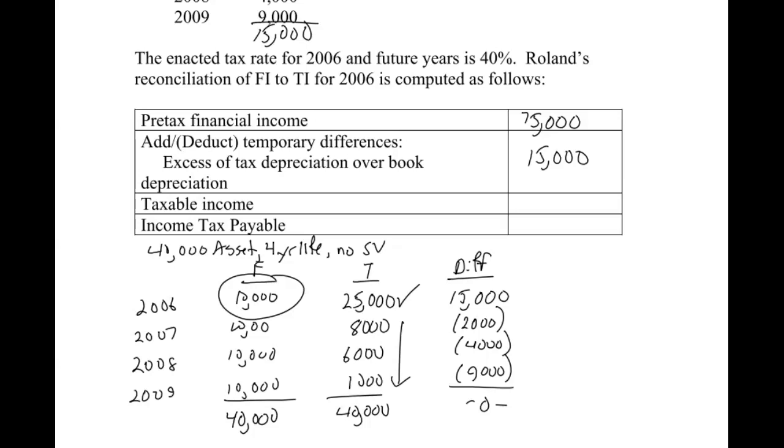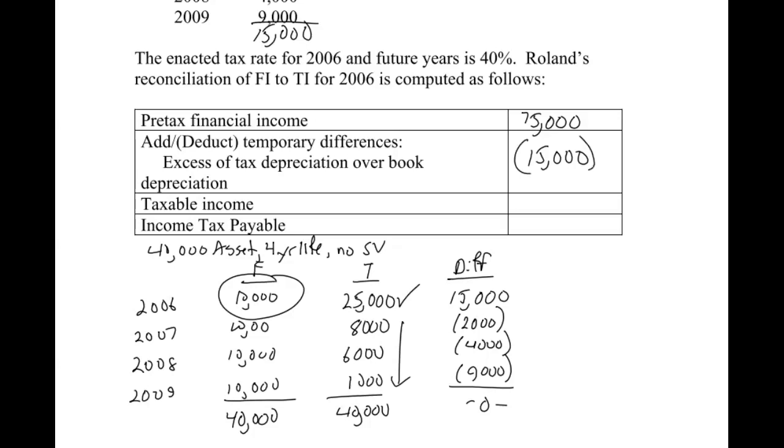If I have $25,000 of depreciation on my tax return, that means I'm subtracting a bigger number. I'm subtracting 25 as a deduction as opposed to $10,000 of depreciation expense on my financial statements. So if I'm subtracting a bigger number, that means my taxable income will be smaller.